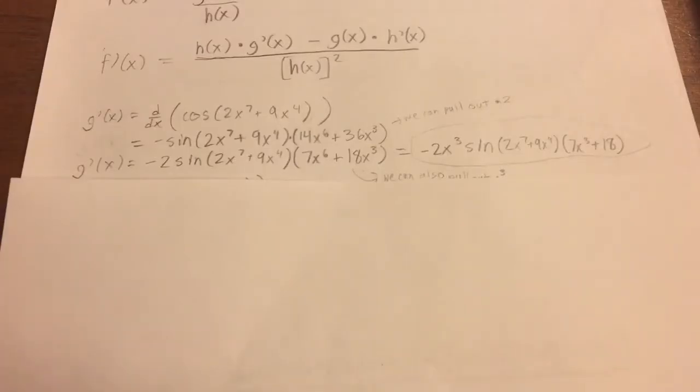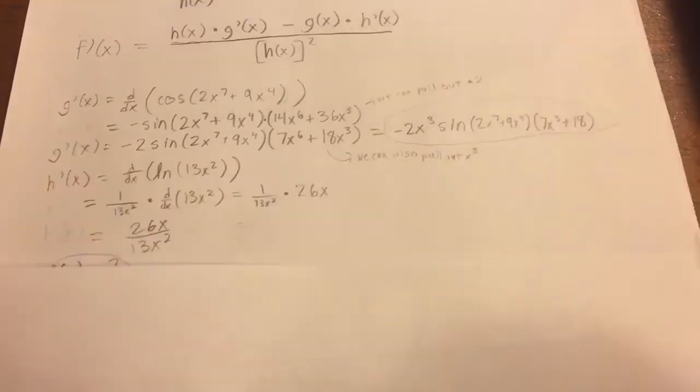To find g prime of x, we must take the derivative of g of x, or cosine of 2x to the power of 7 plus 9x to the power of 4, and we get negative 2x cubed times sine of 2x to the power of 7 plus 9x to the power of 4 times 7x cubed plus 18. And we are able to do this because we can pull out a 2x cubed.